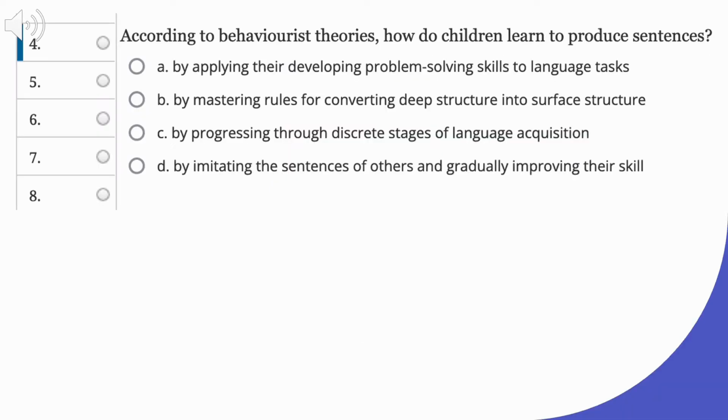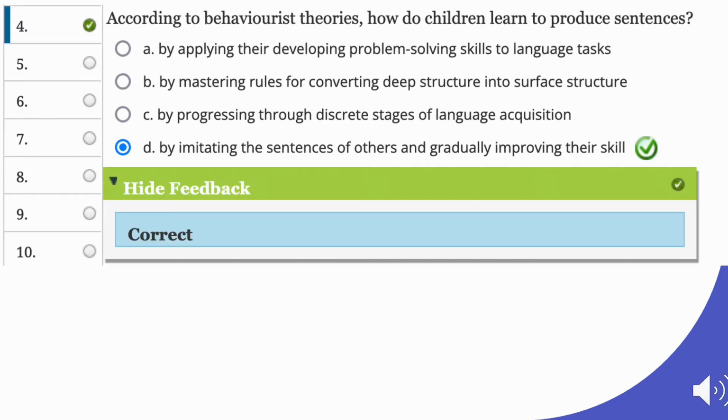Question 4. According to behaviorist theories, how do children learn to produce sentences? A. By applying their developing problem-solving skills to language tasks. B. By mastering rules for converting deep structure into surface structure. C. By progressing through discrete stages of language acquisition. D. By imitating the sentences of others and gradually improving their skill. It's D. By imitating the sentences of others and gradually improving their skill.